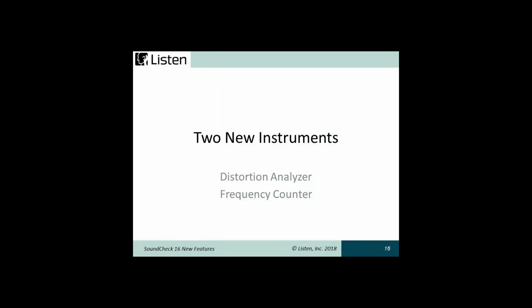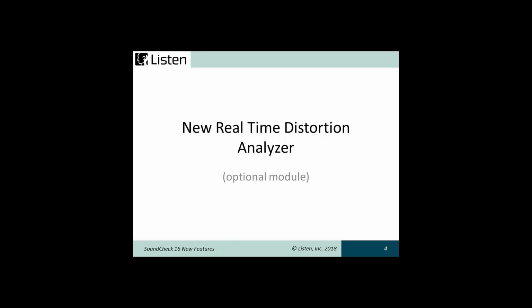SoundCheck 16 adds two new instruments, a real-time distortion analyzer and a frequency counter. These are optional modules that can be added to an existing SoundCheck 16 license or purchased with the new SoundCheck 16 software package.